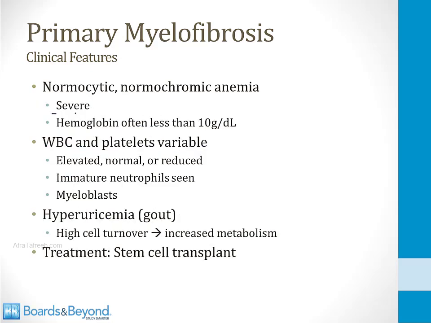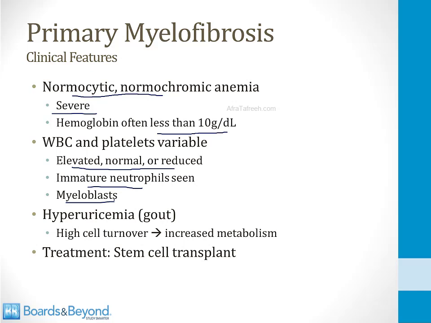There's usually a severe anemia in patients with myelofibrosis. It's a normocytic normochromic anemia. The hemoglobin can get very low, often less than 10. The white blood cell count and the platelet count are variable. They can be elevated, normal, or reduced depending upon the degree of extramedullary hematopoiesis. Immature neutrophils are often seen, and other immature forms like myeloblasts can also be seen.